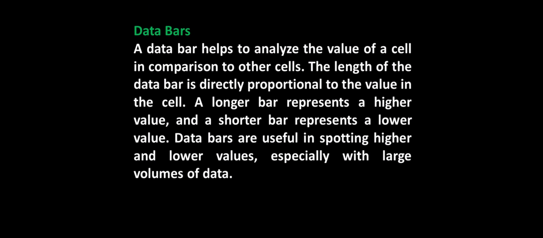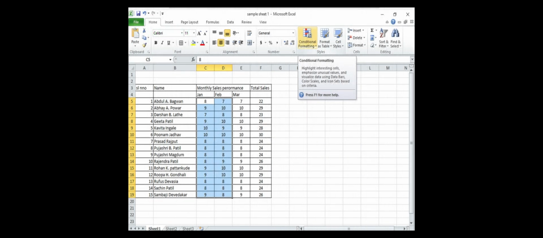Let's understand data bars. Here we can analyze the value of a cell in comparison to another, as the long bar represents the higher value and the short bar represents the lower value. Here you can see the columns are being selected. There is a conditional formatting tool in the Home tab, which highlights the interesting cells, emphasizes unusual values, and visualizes the data.